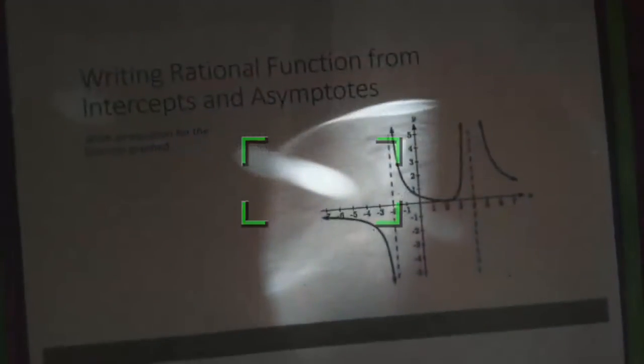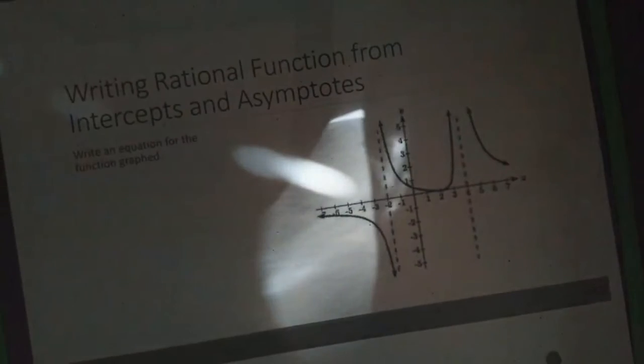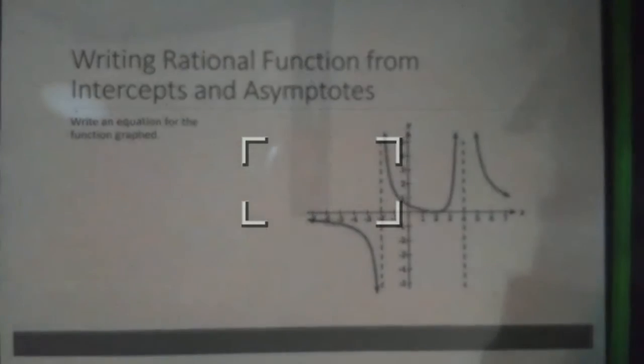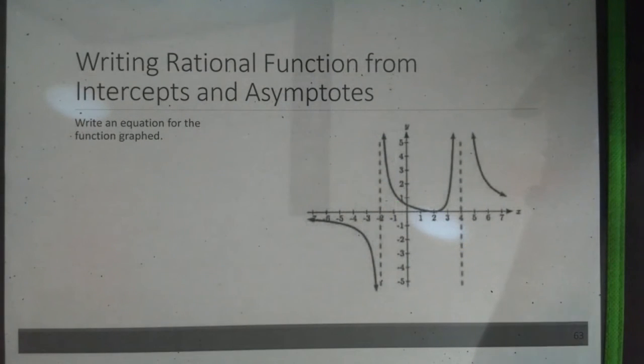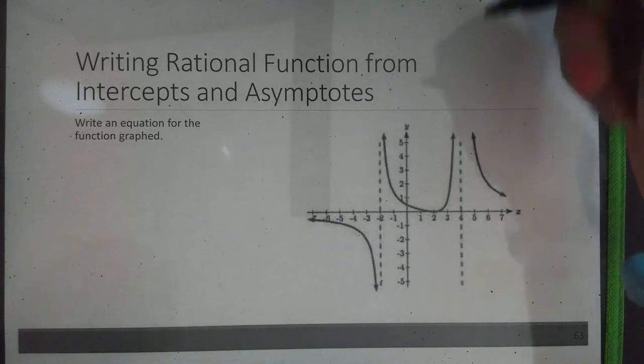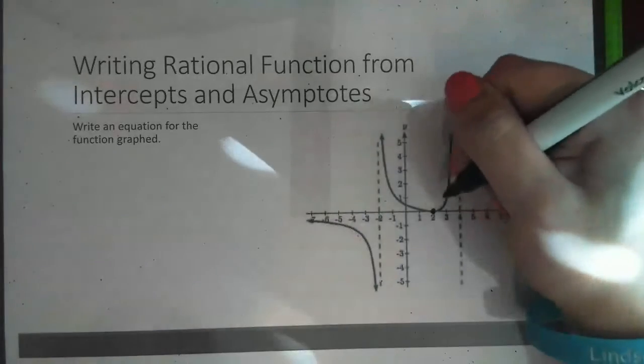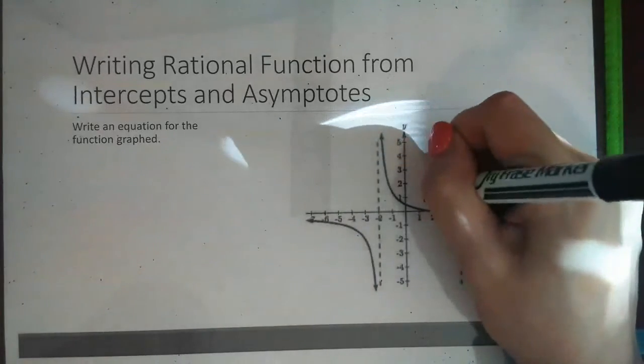Last one. We have a picture, and we want to see if we can write an equation for the function based on the picture. So we know we can do it if we're given the information. Now we have to see if we can pull that information from the graph. So some information that we need were the x-intercepts, the y-intercept, and the vertical asymptotes. So we have an x-intercept at x equals 2, but notice that it kind of bounces back, so it looks like this has a multiplicity of 2.